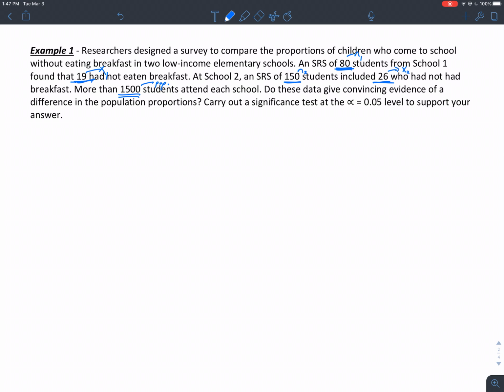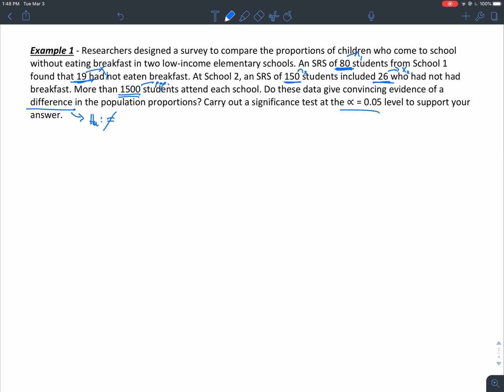Do these data give convincing evidence of a difference? So, is there a difference or not? That's basically the question we're asking. What this means is my alternative hypothesis is going to be two-sided, because they're not saying do we believe that school 1 has a higher proportion than school 2. We're just saying, is there a difference? All right. Carry out a significance test at significance level 0.05.